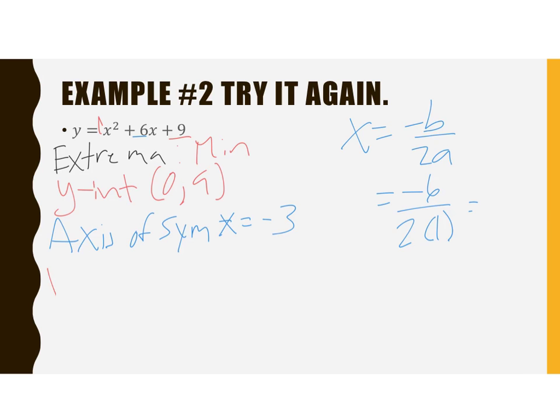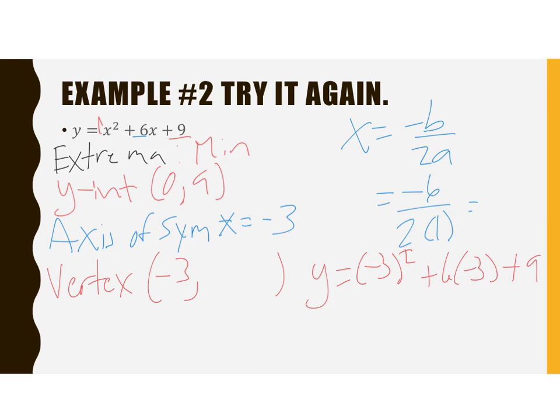And last, vertex. If you have the axis of symmetry, you already have the x value of the vertex. So we're going to plug in negative 3 anywhere there's an x. Y equals, instead of x squared, negative 3 squared, plus 6 times negative 3, plus 9. Now negative 3 squared means negative 3 times negative 3, giving me a positive 9. 6 times negative 3 is negative 18, plus 9. 9 minus 18 plus 9 gives me a y value of 0.